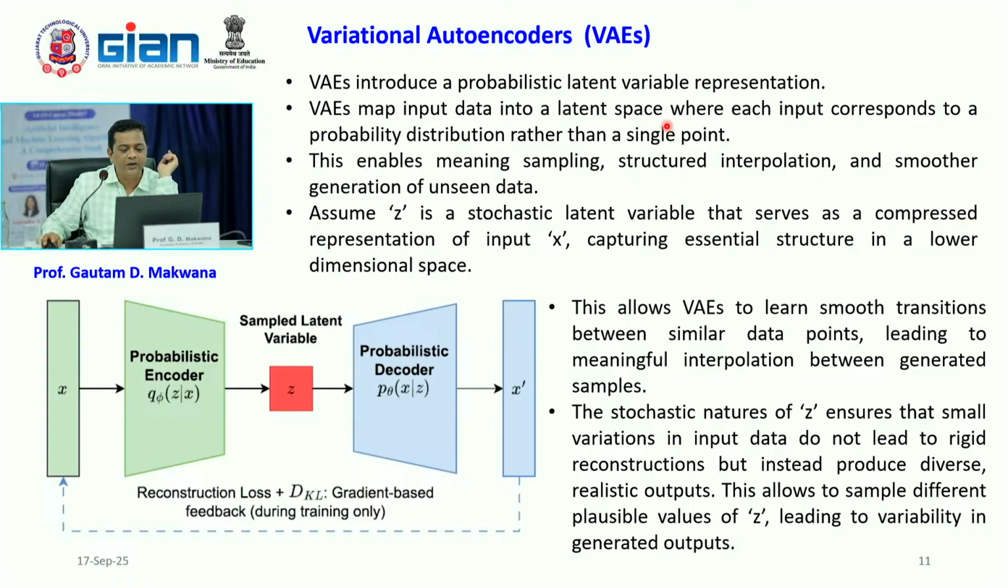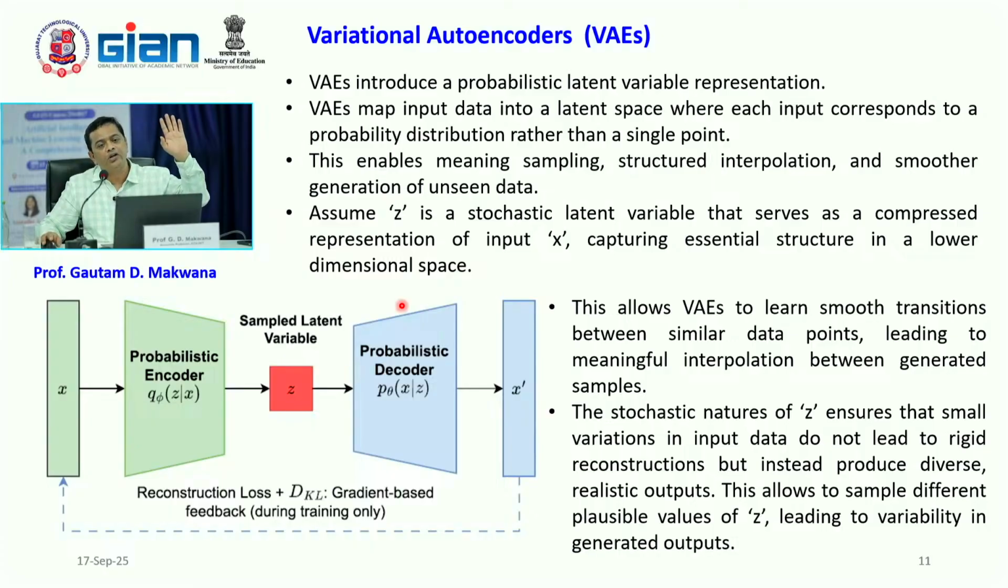Okay, so here we can even make interpolations. Interpolations are used to generate new content. Assume Z is the stochastic latent variable that serves as a compressed representation of the input X, capturing the essential structure in a lower dimensional space. The advantage of converting the input into latent variables is that it makes possible the interpolation and the generation of unseen data.